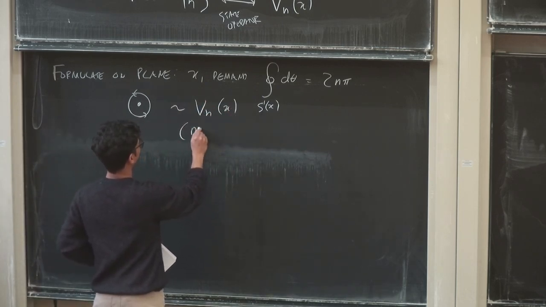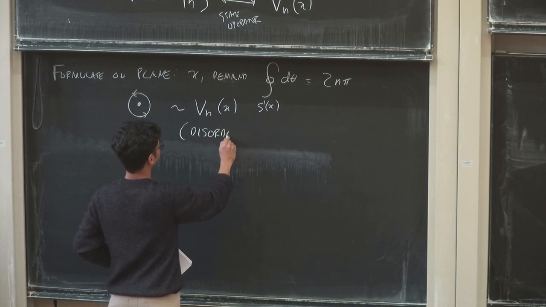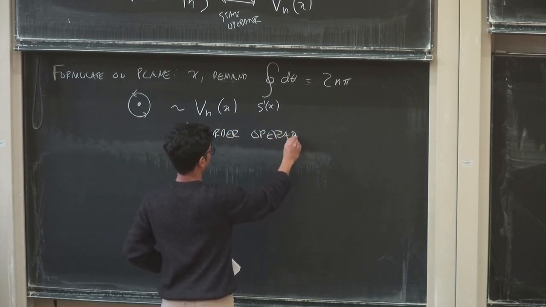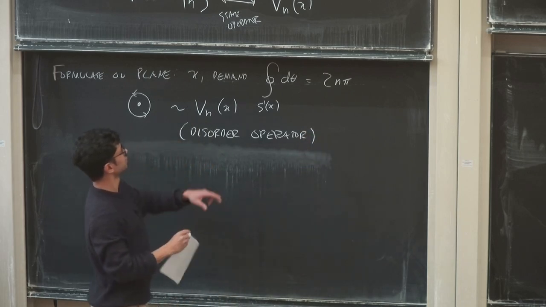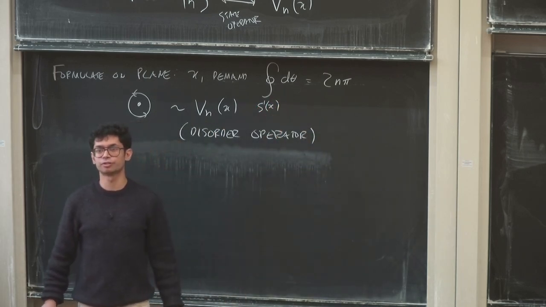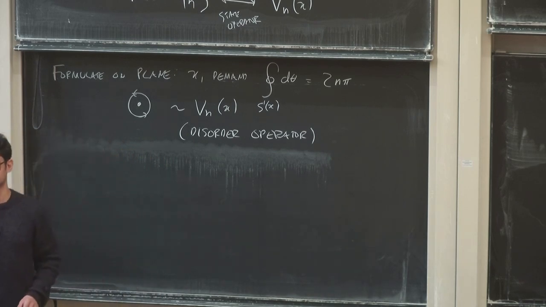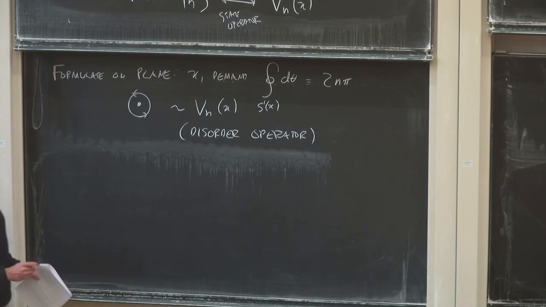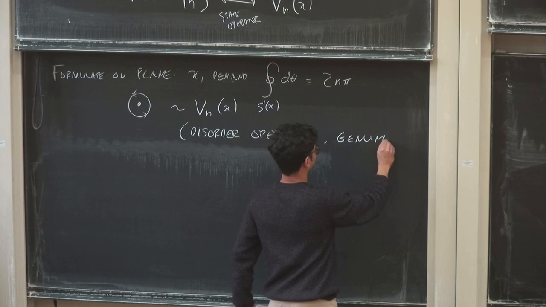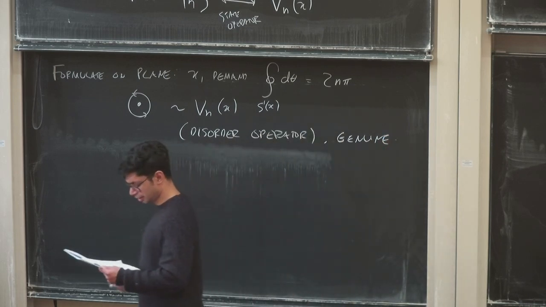This is another example of this thing that we talked about during the tutorial yesterday. This is called a disorder operator, because it's defined in terms of a boundary condition on the path integral. So there are two different ways to define this. They're really the same thing. Okay, everyone happy with this? This is a genuine disorder operator. Maybe I should write that down. It's also genuine.